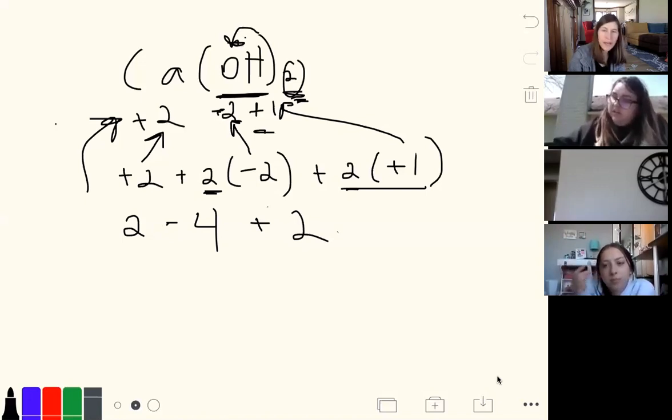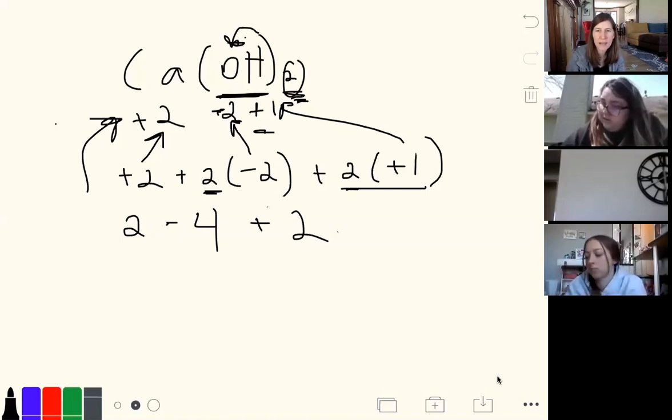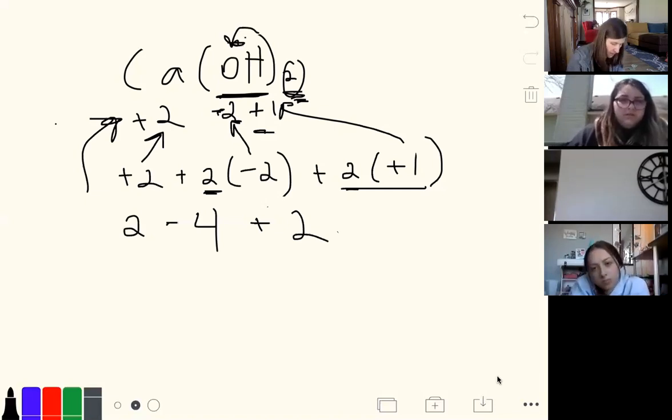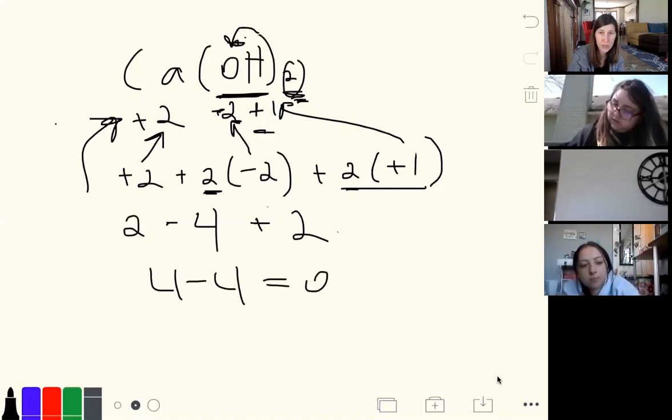I can see how the way I wrote that was confusing. I meant that as 2 times +1, and it looks like 2 plus 1. That's not what I meant. I apologize if that was confusing. So now I have 4 minus 4, and yes, that equals 0. So my total charge is 0.